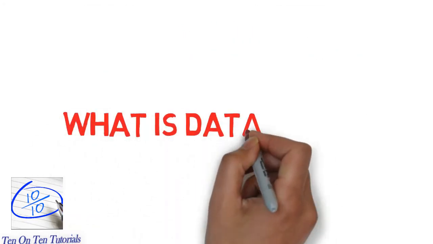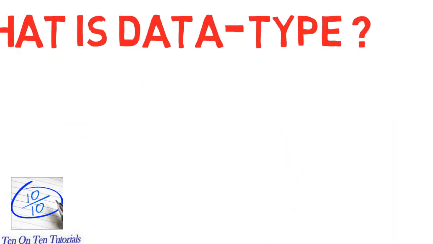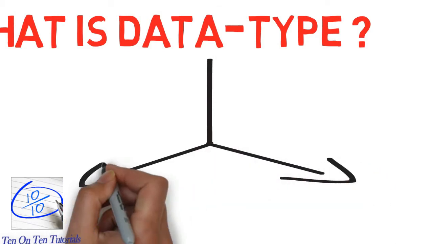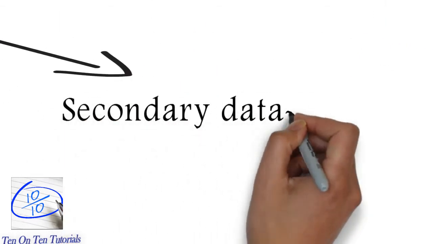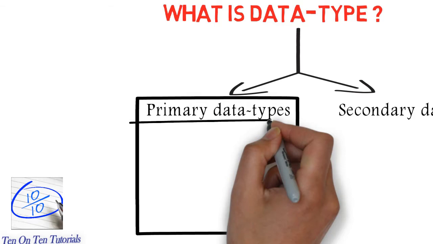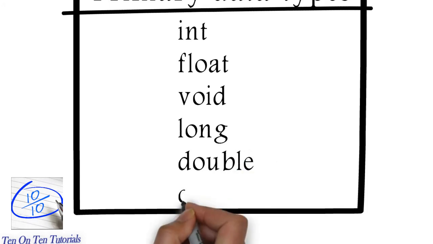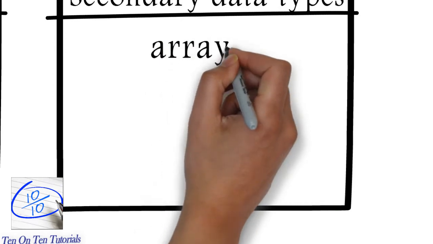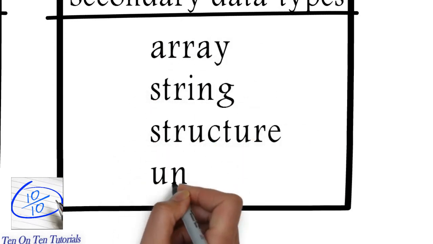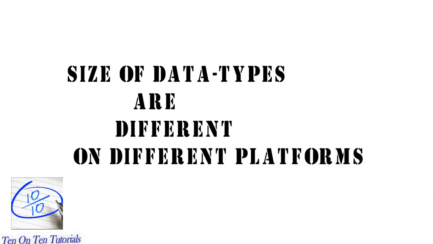What is data type? Data type is a set of values and is determined to act on those values. Data types in C programming are mainly classified into 2 types: primary and secondary data types. The primary data types include int, float, void, long, double, char, and secondary data types include array, string, structure, union. Size of each data type is different. To see the size of any data type, you can use the sizeof operator.